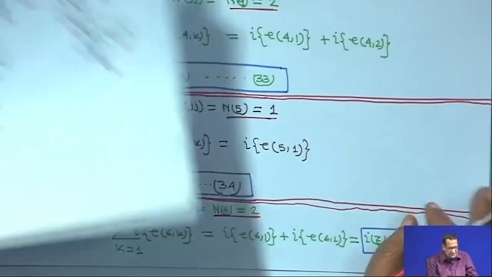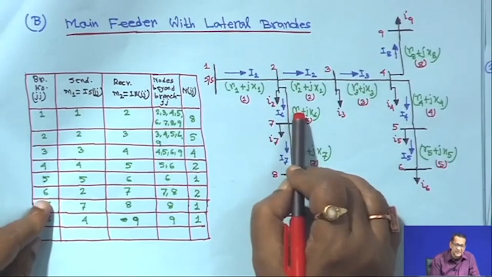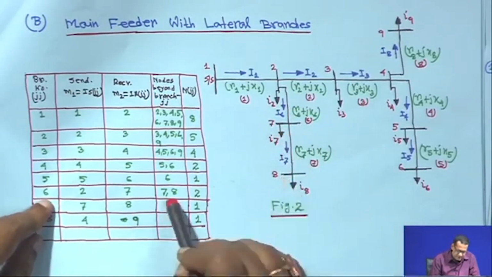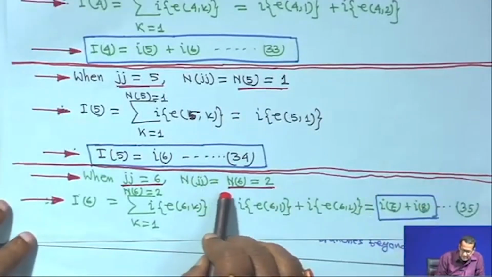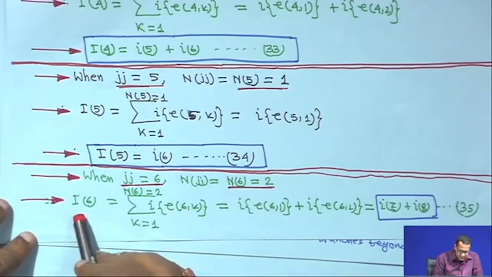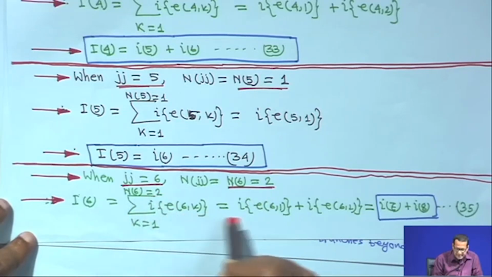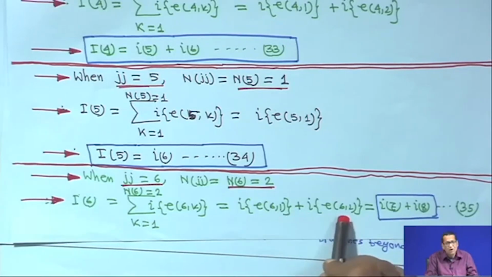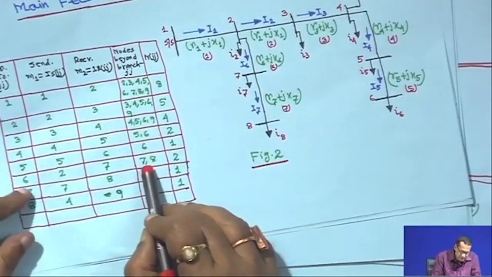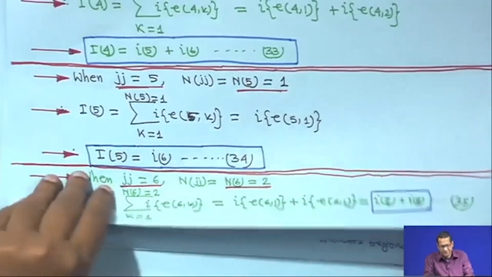So, when j j is equal to 6, that means this side is your branch number 6, there are two nodes, 7 and 8. So, n 6 is equal to 2. So, when j j is equal to 6, n j j is equal to n 6 is equal to 2. That means capital I 6 is the sum over k equal to 1 to n 6 equal to 2 of I e 6 k, that is I e 6 1 plus I e 6 2, that is basically I 7 plus I 8, because these are the elements e 6 1 and e 6 2 explained previously, and from the table also e 6 1 is 7 and e 6 2 is equal to 8, right. So, this is equation 35.